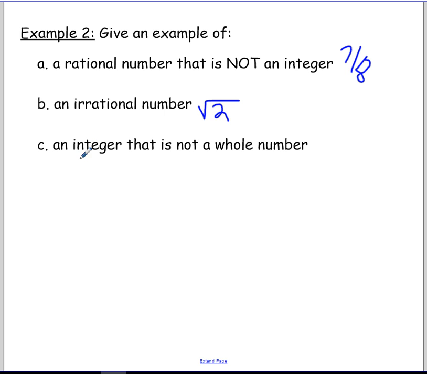And now we have an integer that is not a whole number. Remember, whole numbers are 0 and our natural numbers, or 0 and our counting numbers. And so that means we need to take a negative number to get an integer that is not a whole number. So let's do -10 for that one. Obviously, there are many more examples that we could choose, but that's just one example of each.